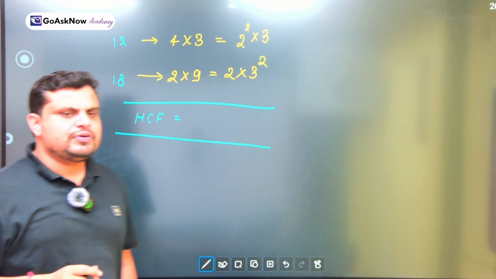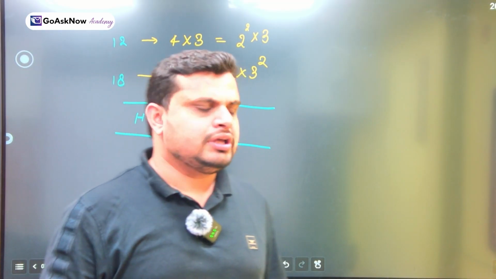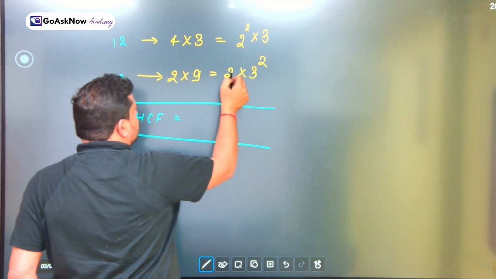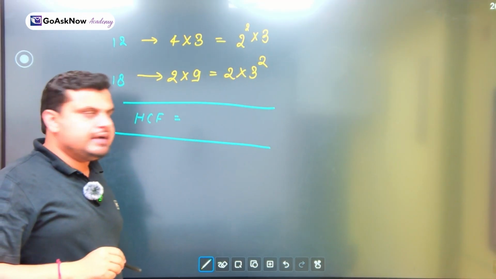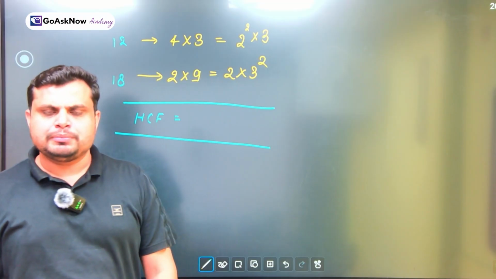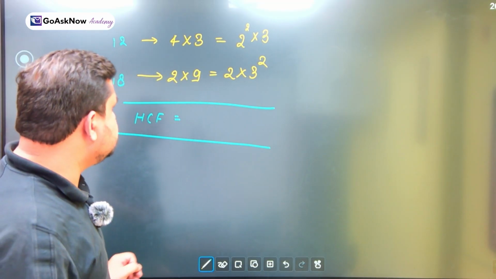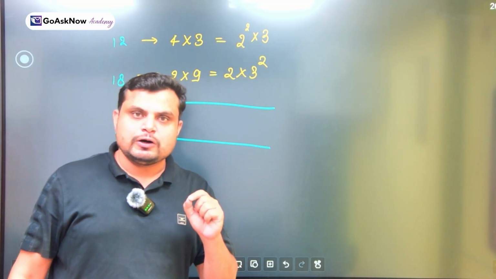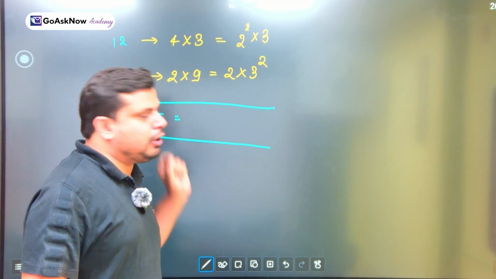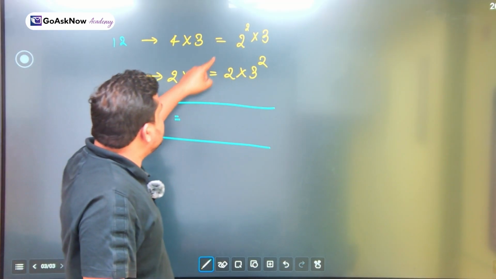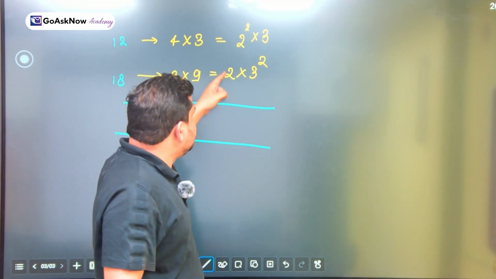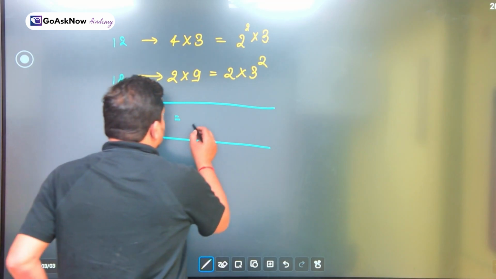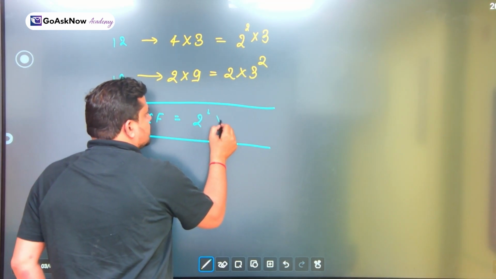take out the common factors in both the numbers. Which are the common factors in both numbers? You can see that 2 is in both numbers' prime factorization and 3 is also in both. Now after finding the common factors, take out the least common power. Here we have 2 to the power 2 and here we have 2 to the power 1. So what is the minimum common power of both? That is 2 to the power 1.